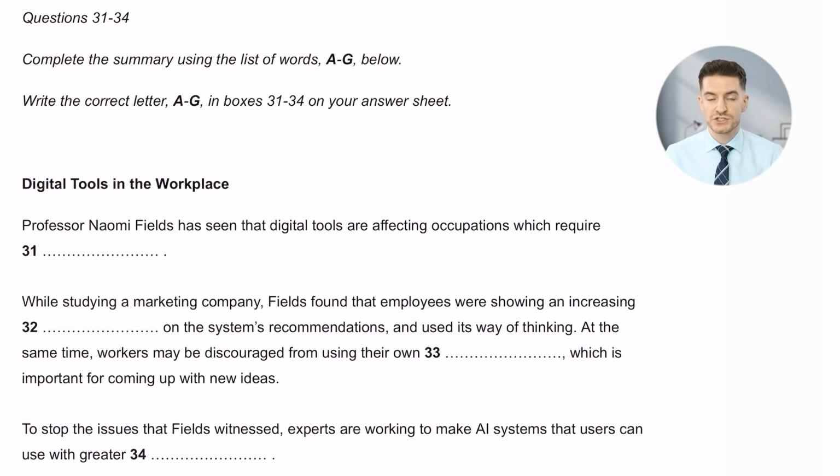Here they are, questions 31 to 34. All right, so let's read the instructions. They say, complete the summary using the list of words A to G below. Write the correct letter A to G in boxes 31 to 34 on your answer sheet. So note here, it says write the correct letter. So that means when you choose your answer, you don't need to write the word itself. You just need to write the letter.